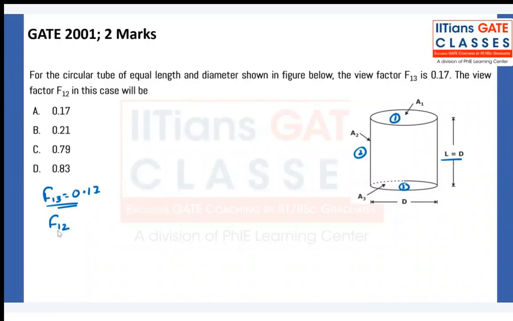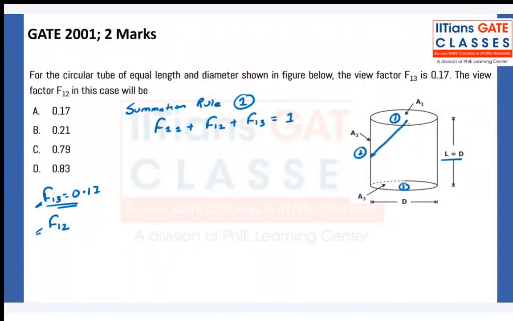So because it is 13 and 12, that means we are talking about surface 1. So, summation rule for the first surface. Can I write F11 plus F12 plus F13 is equal to 1? There is nothing like 1 to 1, right? So F11, we all know, will be 0, because it is a plane surface. And F13 is given to me. So F12 is equal to 1 minus F11 minus F13. F12 is equal to 1 minus 0.17, that means it is equal to 0.83.